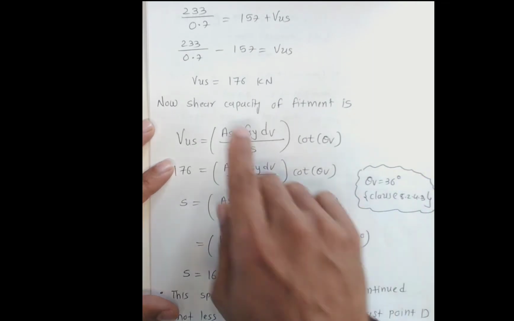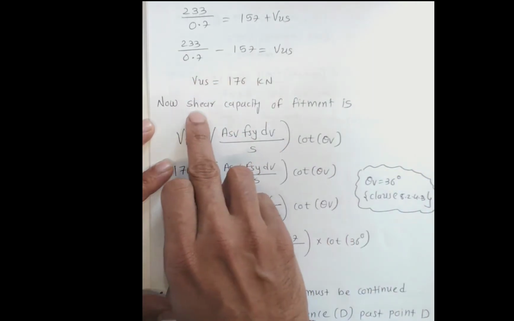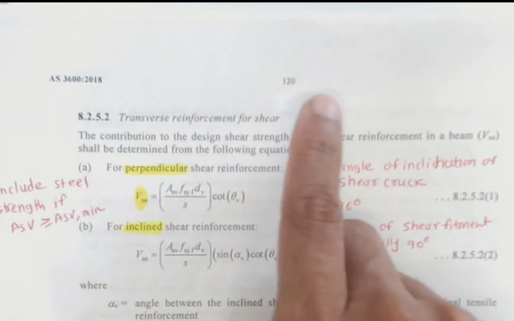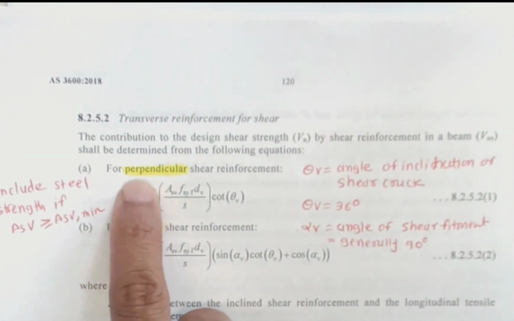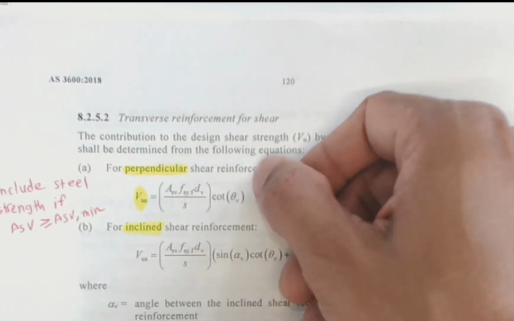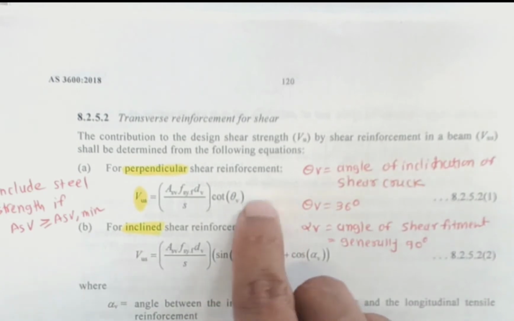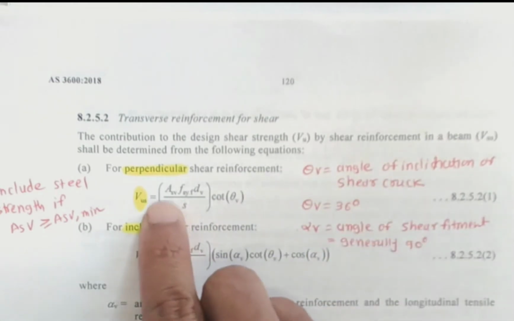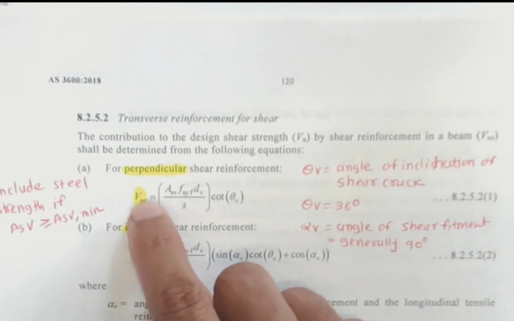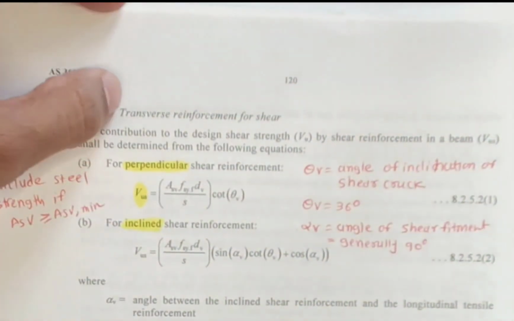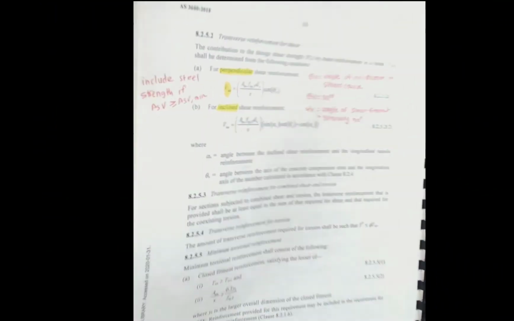Now, once you know this 176 kilonewton, we can find the equation for shear capacity of the fitment that is given in clause 8.2.5.2 on page number 120. Now we are working with perpendicular shear reinforcement, not inclined shear reinforcement. It's basically if you have alpha v equal to 90, if you substitute alpha v equal to 90, you will get these equations. So we know all these parameters, so we can find this S value. So this equation is written here, that is just transverse reinforcement for shear.